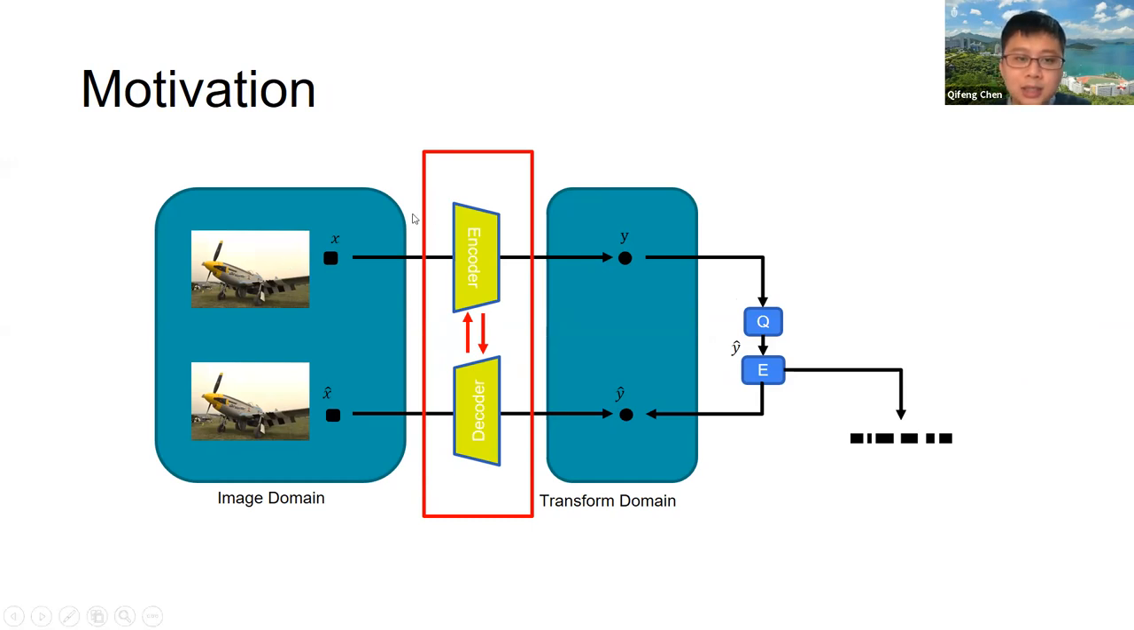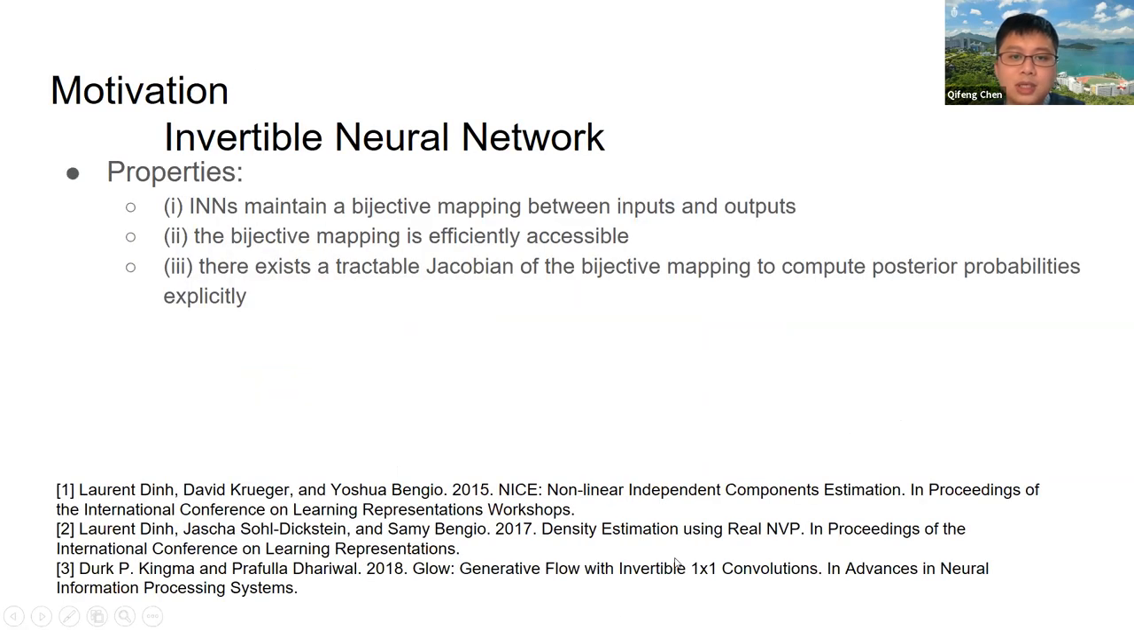But note that the image and the feature don't have the same dimension. We want to do compression, so we usually want to make the dimension smaller. So that imposes some challenges for us.